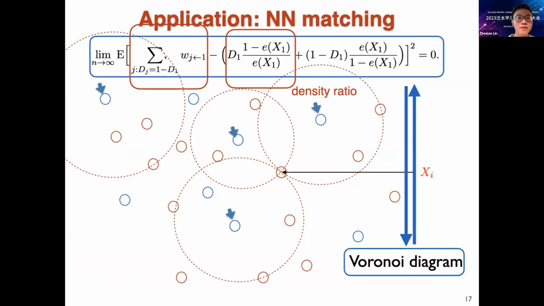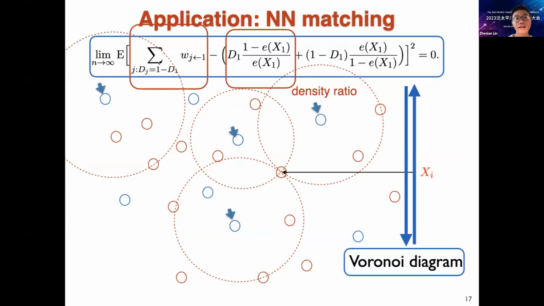The meaning of this summation is the contribution of unit 1 to all the units in the opposite group. So we first have to find the nearest neighbors of all the blue units. Like for these blue units, we find these 3 nearest neighbors. So after finding all the nearest neighbors for the blue units, we'll see that the number of times this red unit is a nearest neighbor is 3, because there are 3 blue ones finding this red unit as the nearest neighbor. So the summation will be 3 times 1/3, which is equal to 1.